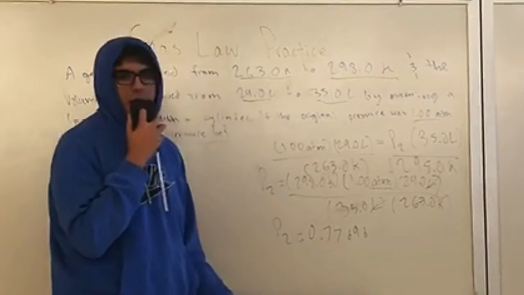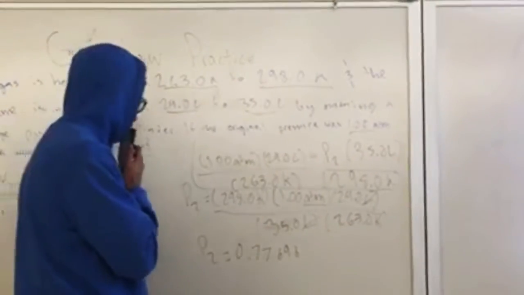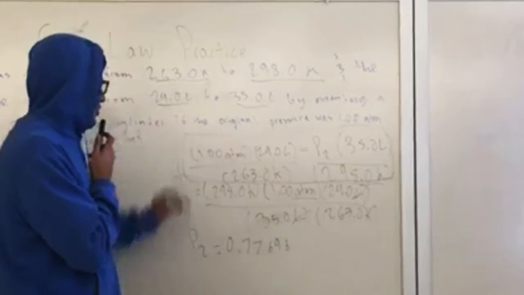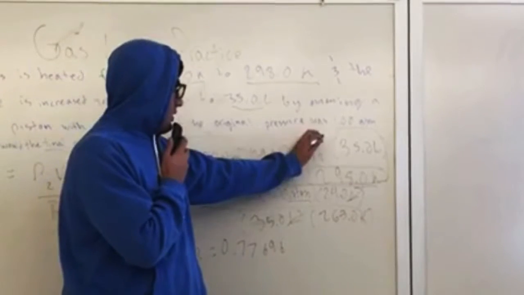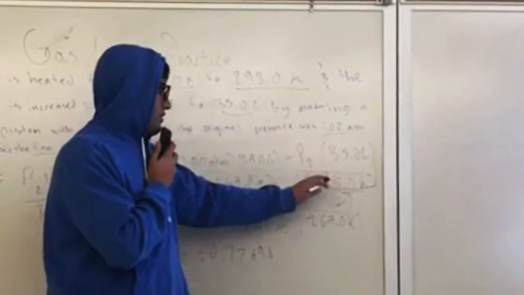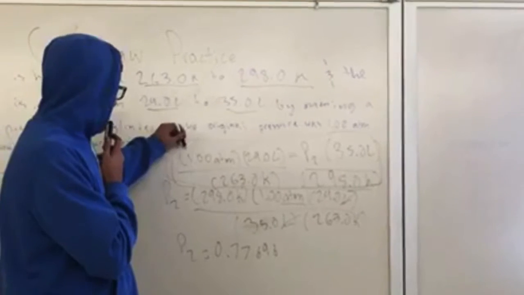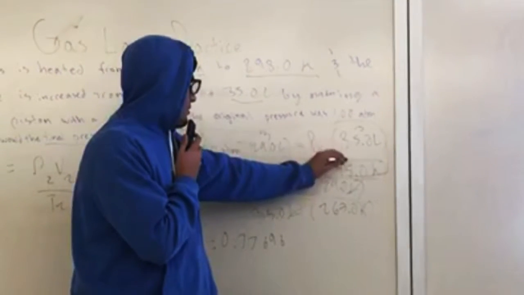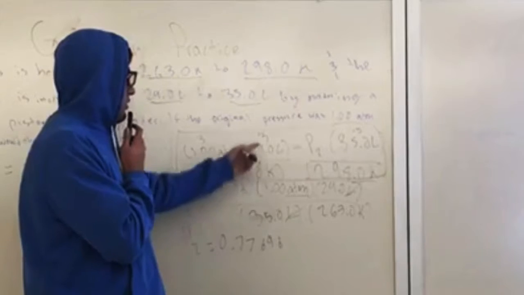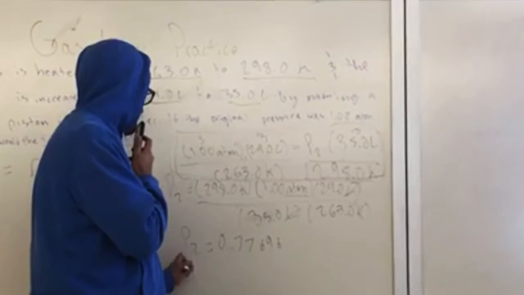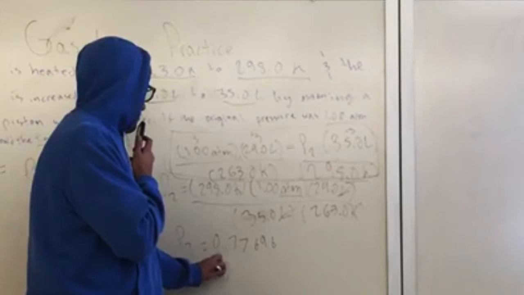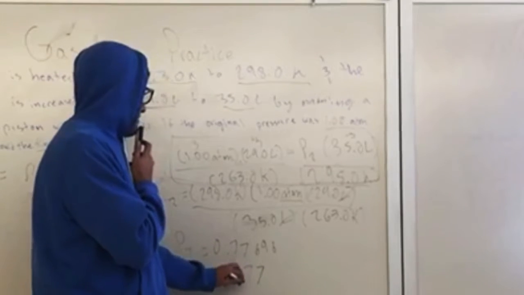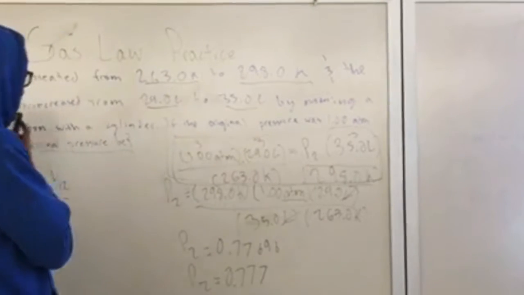Sig figs. How many sig figs do we put? Alright, so for sig figs, we analyze this original equation, and we see which number has the lowest sig figs in each of them. So this number has 3, this number has 3, this number has 3, this number has 4, and this number has 4. And since the lowest one is 3, our final answer must have 3 sig figs. So that will leave us with 0.777.